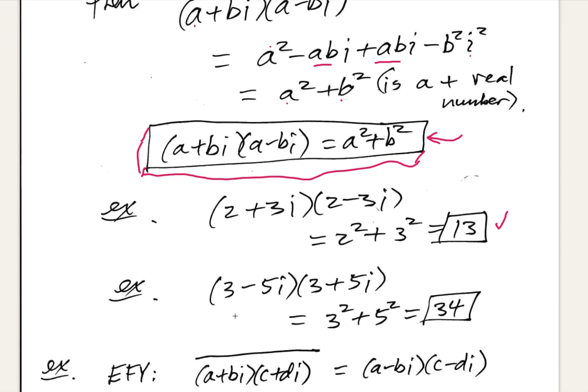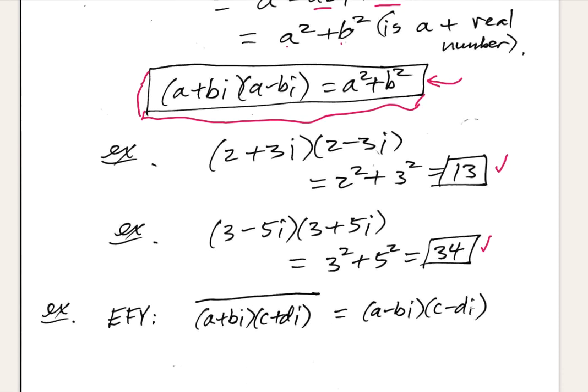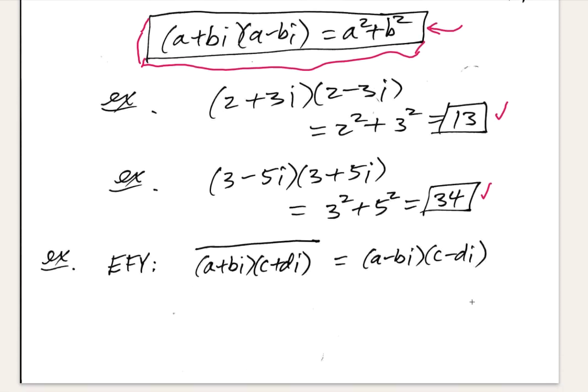I could have a equals 3 and b equals negative 5. But since I'm squaring, I might as well make it positive 5. So it's 3 squared plus 5 squared. What is that? 9 and 25 is 34. Alrighty. By the way, this is an exercise for you. The conjugate of the product of two complex numbers is the product of their conjugates. Now I'm going to use that fact here in a little while.